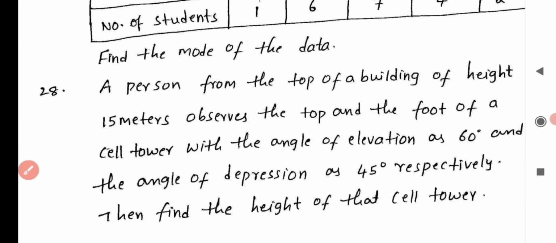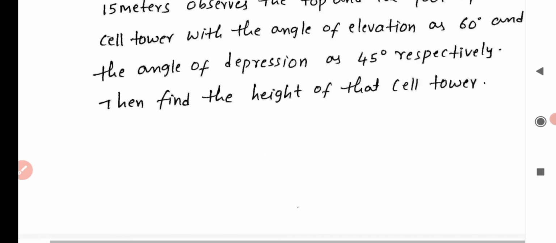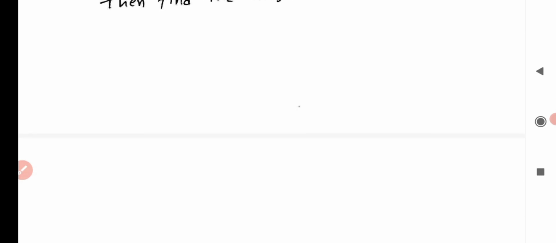Next, 28. A person from the top of a building of height 15 meters observes the top and foot of a cell tower with the angle of elevation 60 degrees and the angle of depression 45 degrees respectively. Then find the height of the cell tower. So like this problem already explained before. Okay, only diagram completed. Now here solution.